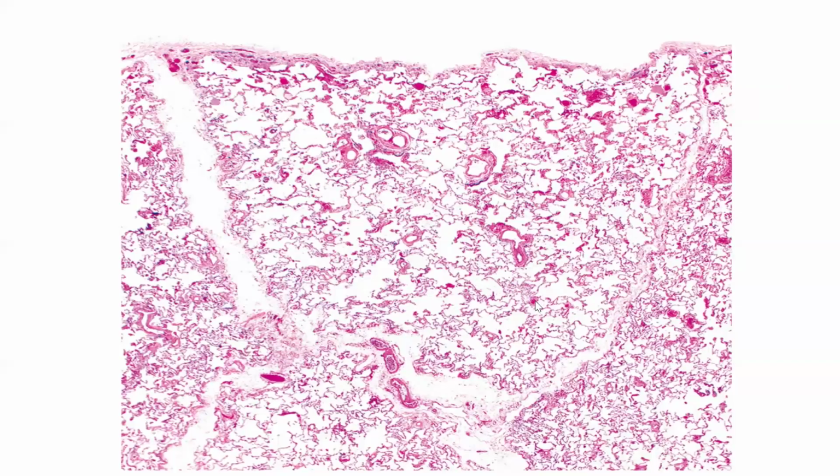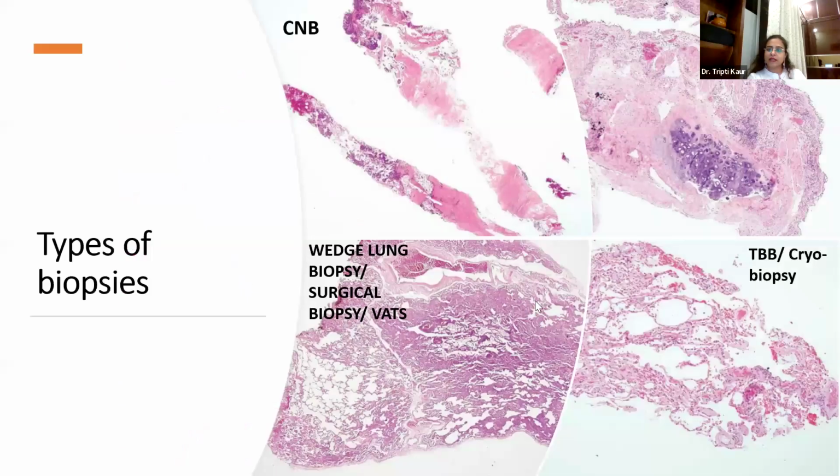Sorry to interrupt, Dr. Tripti. What exactly is cryobiopsy? TBB is transbronchial biopsy, so the technique is the same. They go in via the transbronchial route, but they use some cryo techniques in which there is immediate freezing of the tissue, through which they can scoop out more lung tissue.